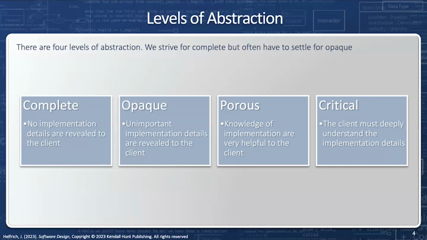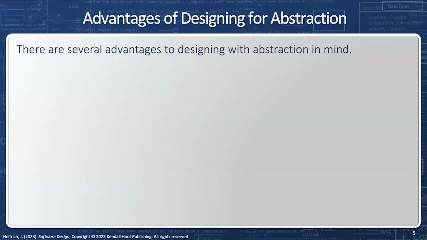Now, clearly, critical and porous are undesirable. Whenever we classify our class as critical or porous, we should look for a better design that's at least opaque and perhaps complete. Now, there are several advantages to designing with abstraction in mind. One of these is reduced development time.